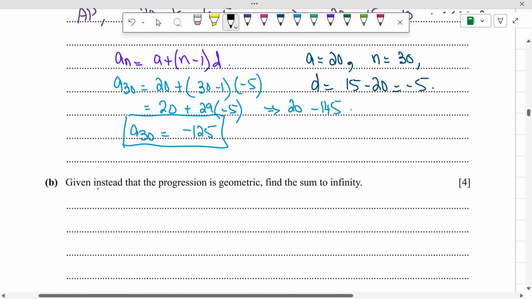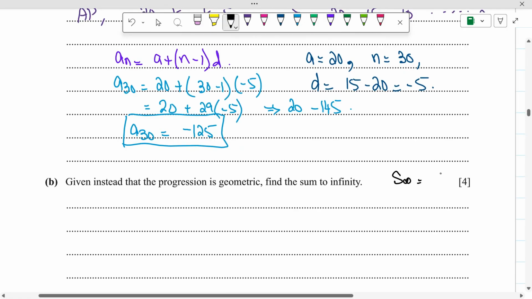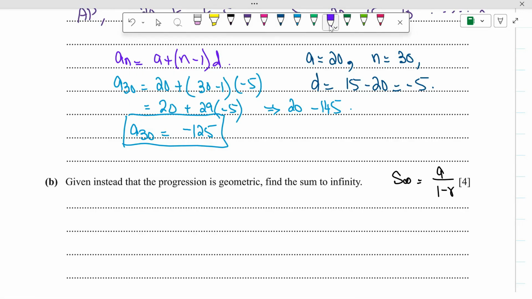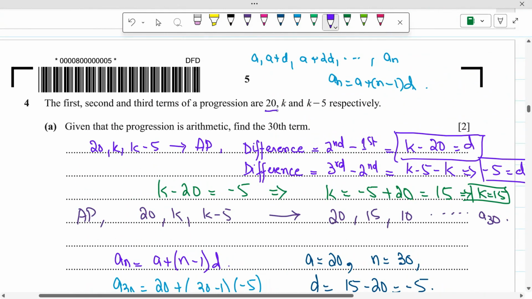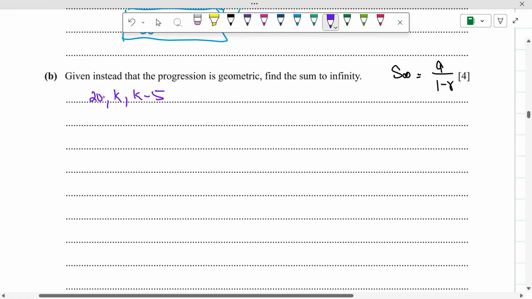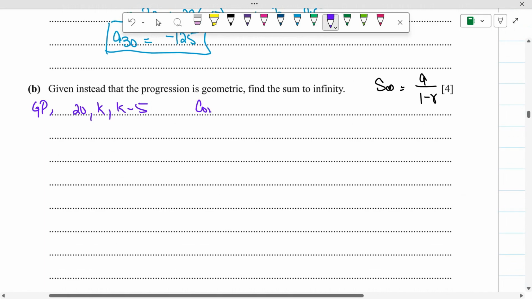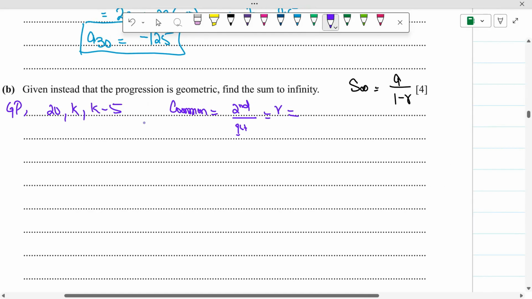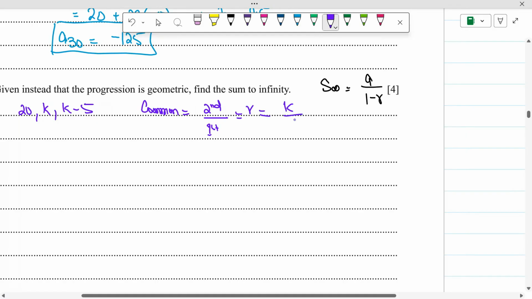Let's move to part B. Given instead that the progression is geometric, find the sum to infinity. The sum to infinity is equal to a over 1 minus r. We need the first term, and we also need the common ratio. It is given that the first, second, and third terms are in geometric progression: 20, k, k minus 5. In a geometric progression, the common ratio r is the second term over the first term, which in this case is k over 20.